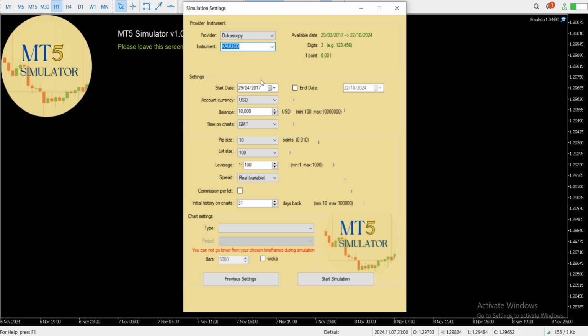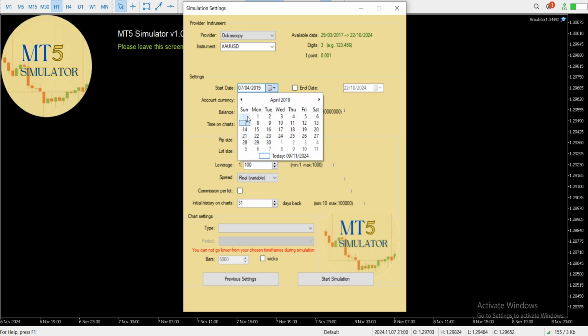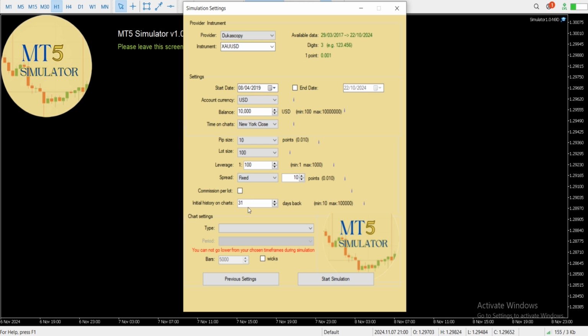Let's select gold 2019, April 7. Yeah, April. Okay, it's on Sunday, so I want to start from Monday. New York close, real fixed. Initial history on charts, it will be 1000, spread will be fixed, all set, perfect.